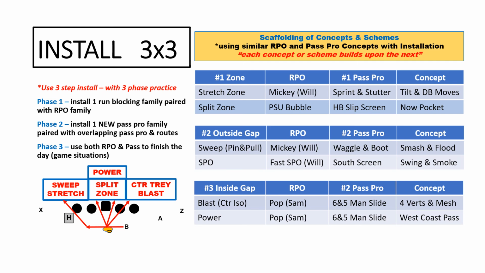We'll also then use a 3-phase process in practice, where phase 1, we're just going to teach just the RPO. Phase 2, now we'll do that similar pass pro. The example I gave you was stretch zone as the RPO, and then sprint out pass or run action double moves. Then in the 3rd phase, we'll actually combine the 2 and use these in game situations.